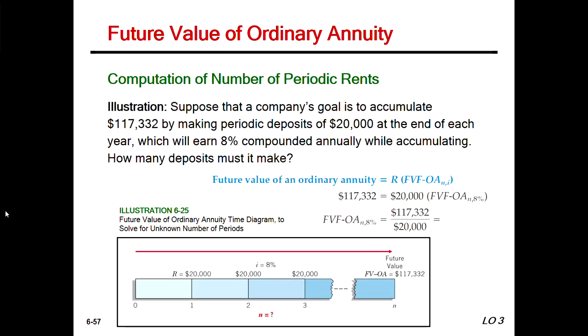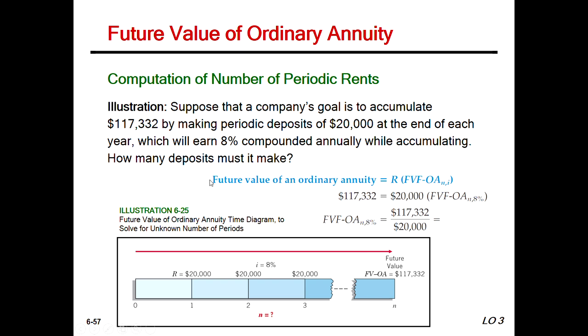Okay, so computation of the number of periodic rents. Before, we knew how long we had, but we didn't know how much we were supposed to save every month. Now we know what our periodic deposits are going to be, or how much our rents are going to be, the $20,000, but we don't know how many deposits we need to make. Suppose that a company's goal is to accumulate $117,332, making deposits of $20,000 at the end of each year, and so that's why we've got an ordinary annuity. This will earn 8% compounded annually while accumulating. How many deposits must it make?